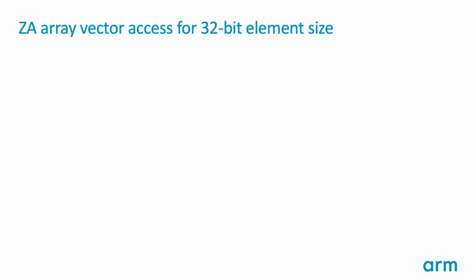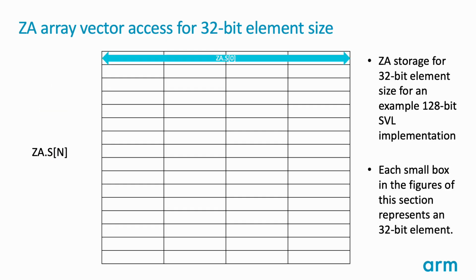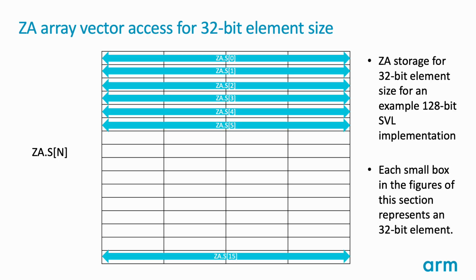Similarly, for 32-bit element size, we will have the suffix S, meaning single word access or 32-bit access. What we need to observe is the number of columns, because it is a 128-bit implementation and we have 32-bit element size, the number of columns has been reduced to 4 now. 128 divided by 32 gives you 4. That is because we have chosen a 128-bit implementation as an example here. However, the number of rows will be 16. So S5 will give me access to the 6th row when the naming convention starts from 0. This will be the 6th row, which is accessed as S5.